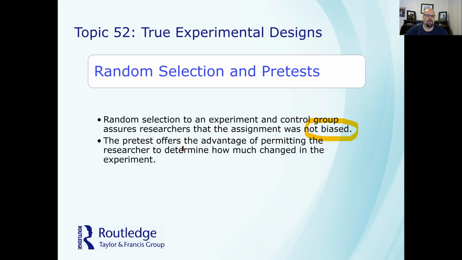So the pretest offers the advantage of permitting the researcher to determine how much change has occurred in the experiment. So that's what we do, a pretest and a post-test. What happened between this point in time and this second point in time? Was it an improvement? And what was that improvement?